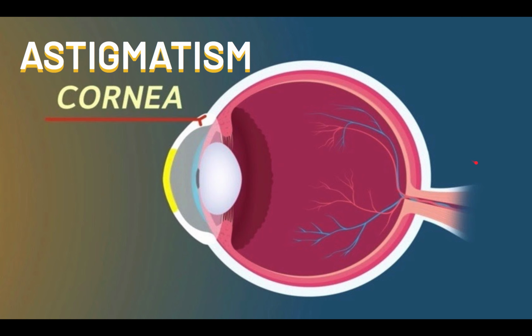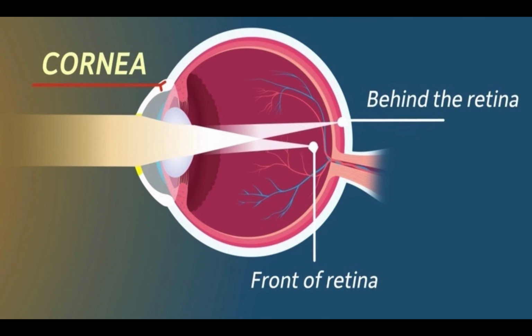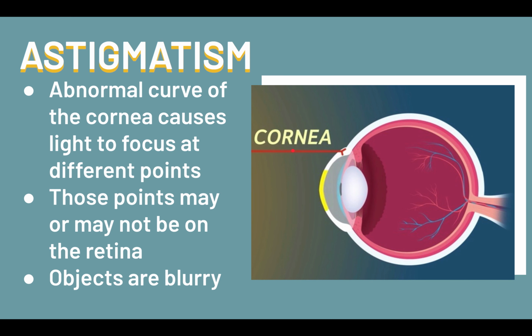What happens when someone has astigmatism? With astigmatism, all the light is not focused at one point like it should be. In fact, it's focused at multiple points, as you can see here. Although this picture shows both points on the retina, this is not always the case. Sometimes the points can move around and they may or may not end up on the retina. As you can see here in this picture, they could be behind the retina or they could be in front of the retina. Astigmatism also results in objects being really blurry because you can't focus the image with your eyes.